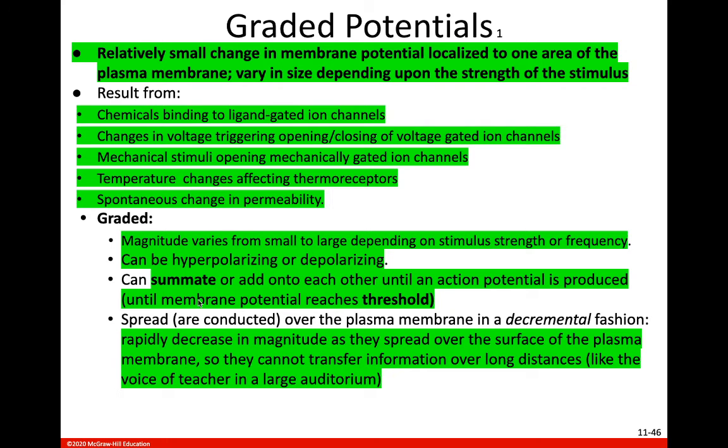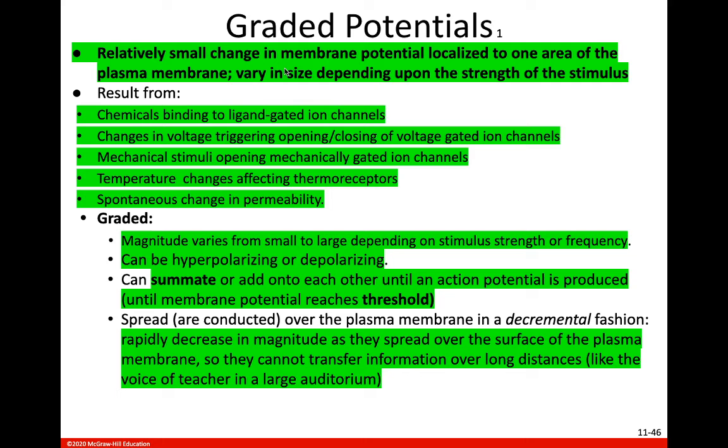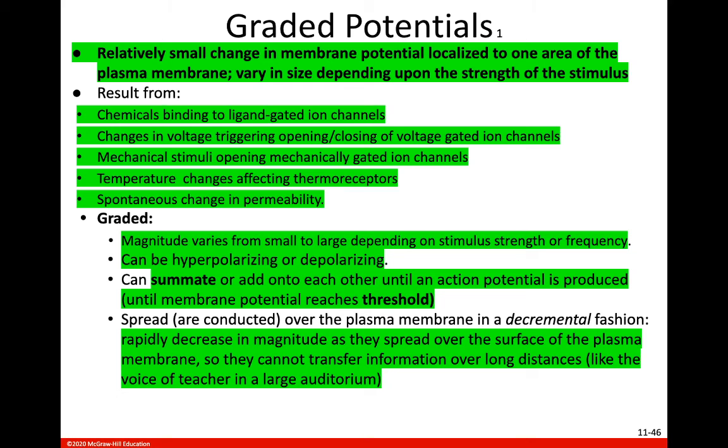That's what we're saying here. So again, if you have enough of these, even if these graded potentials are very small, they can still get your charge up to negative 55 and get you an action potential. These graded potentials, however, don't last very long. They rapidly decrease as they move across the plasma membrane from one area to the other, and so they can't transfer information over long distances.